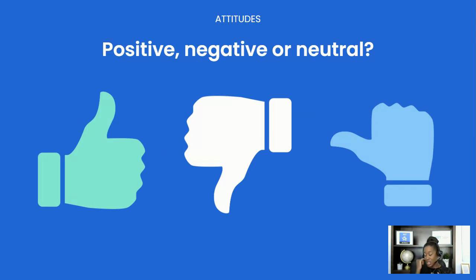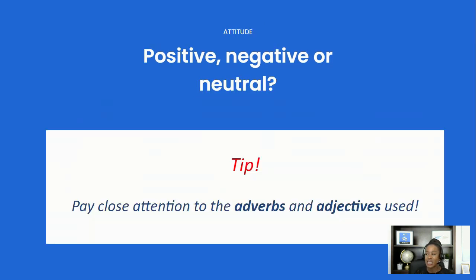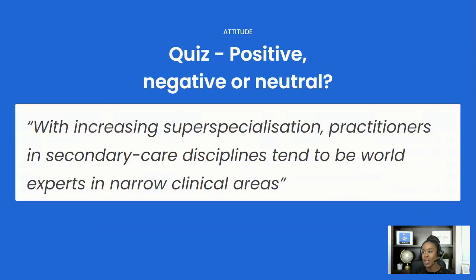Moving on to attitudes. Is the writer's attitude positive, negative, or neutral? A little tip here is to pay close attention to adverbs and adjectives used, as this can really point you in the right direction. But of course, other words have their hidden meanings, connotations, where they make a suggestion in an indirect way. We'll come back to connotations later.